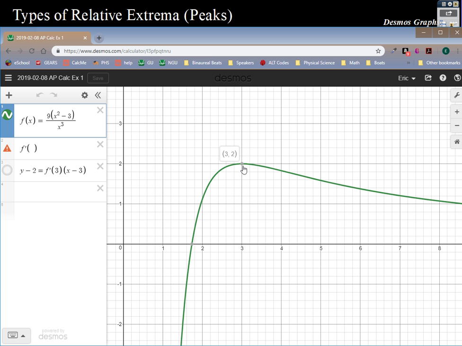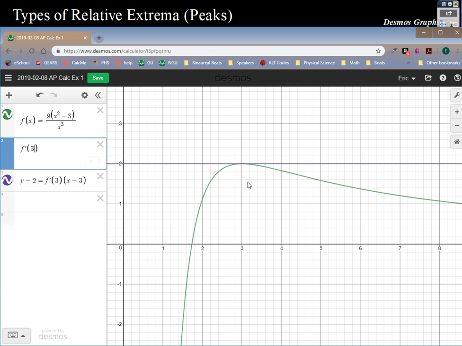Why is this important? Because it's a relative maximum. Desmos does calculus pretty well. So the point 3, 2 represents a relative maximum, right? If I were to draw a tangent line, that's what the tangent line looks like. So what is the value of the derivative? If I do f prime of 3, if I evaluate the derivative of this function at 3, what's Desmos going to tell me? 0. Everybody see that?